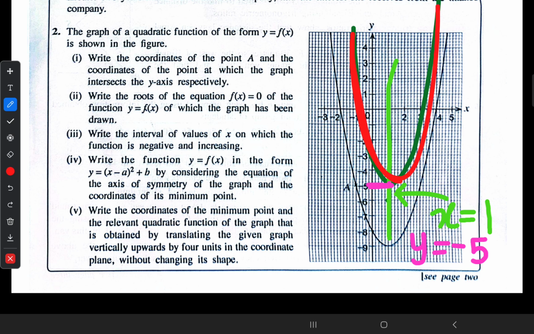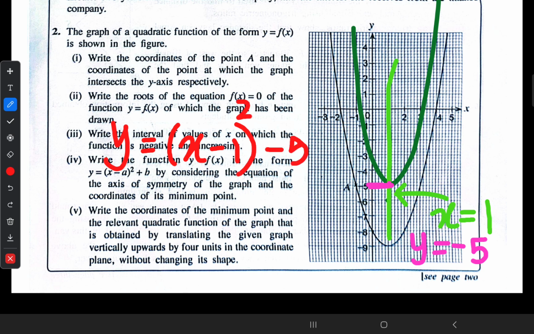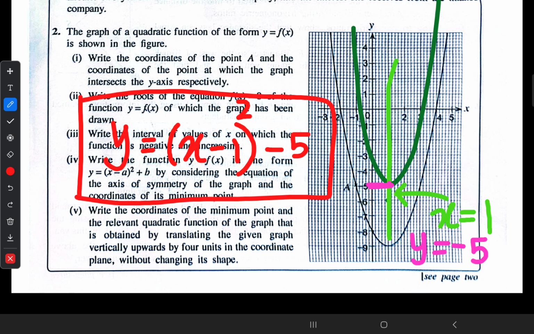So the graph equation of our new graph, the translated graph, vertically 4 units upwards, this is the green color graph. We found its minimum point and symmetrical axis. Accordingly, y equals (x minus 1) whole square, where x equals to 1, and the least point, which is negative 5. So y equals (x minus 1) whole square minus 5. This is the new graph's quadratic equation. This is the way you should find your answer for the question.